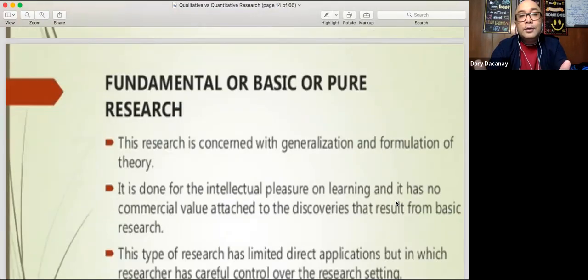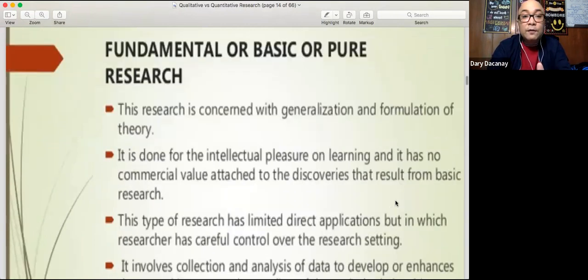Now, fundamental, basic, or pure research, which is our main focus because you'll be doing your thesis, is concerned with generalization and formulation of a theory. This is done for the intellectual pleasure of learning, and it has no commercial value attached to the discoveries that result from basic research. Again, it is intellectual pleasure in learning, to add to the body of knowledge.